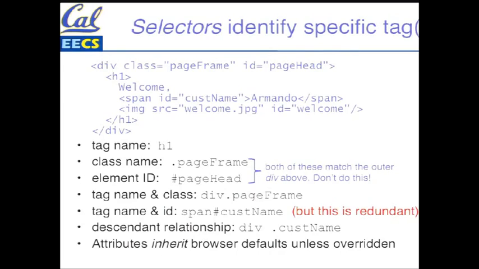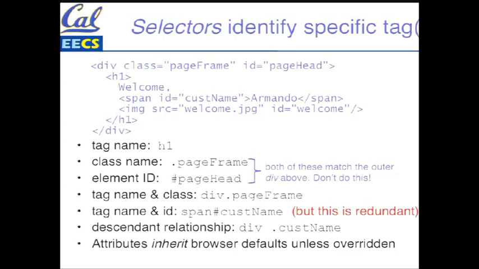A combination of tag name and class. So any div with class page frame, or a span whose ID is cust name. By the way, this is redundant, right? Because ID has to be unique on a page, so I could just omit the word span from here, and at most one element is permitted to match this, right? By definition, assuming it's a legal page. Yes? There's actually a case where that would not be redundant if you use the style sheet for multiple pages and have different things with the same ID on different pages.